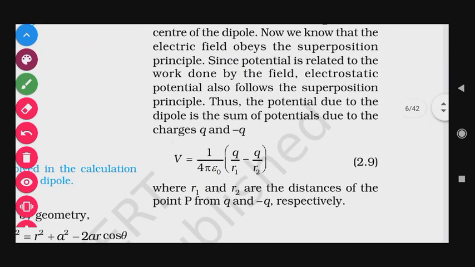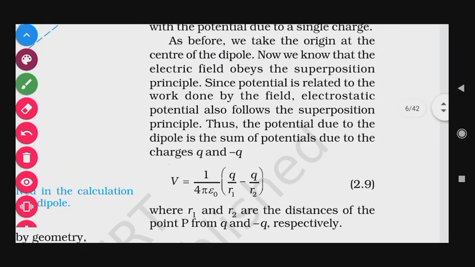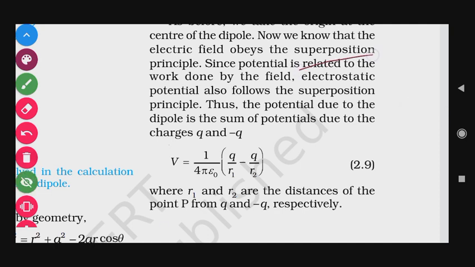Okay, we'll take the algebraic sum of this. Now, since potential is related to the work done by the field, electrostatic potential also follows the superposition principle. As I told you, what is the superposition principle? Potential also follows it. Thus the potential due to the dipole is the sum of the potentials due to the charges q and minus q. I already explained this.